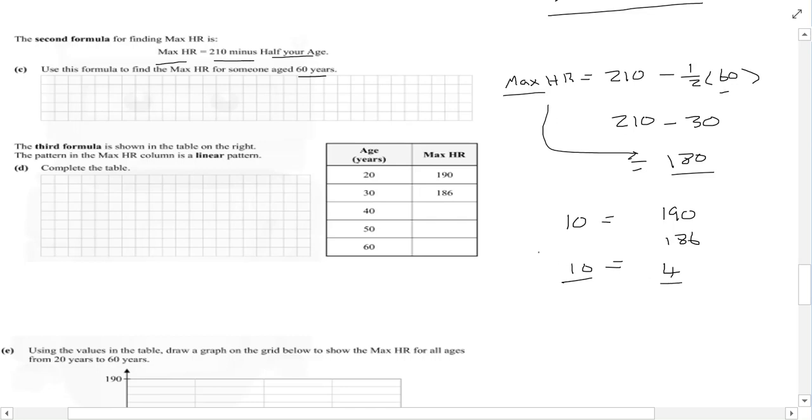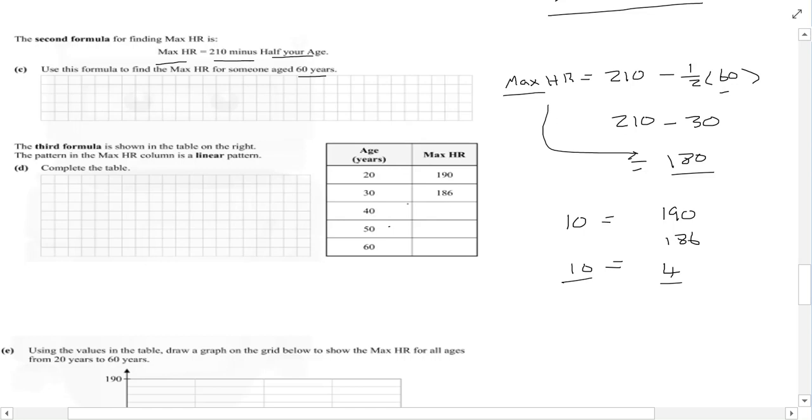So if we have a look at this, the first one is 190, then that drops. The age drops by 10 years, and the heart rate drops down by 4 beats. So here we're dropping down from... the age is going to 40 years. Sorry, the age is increasing by 10, so the heart rate is dropping by 4 beats.